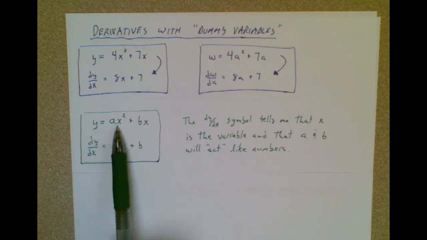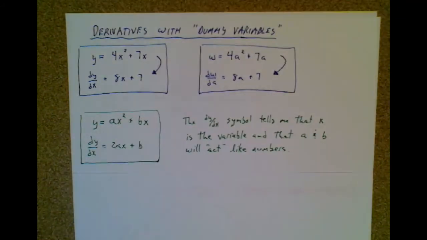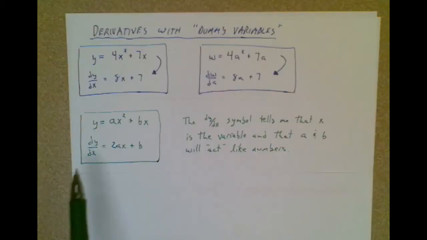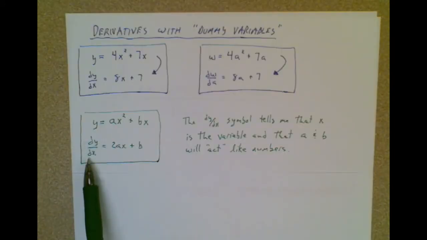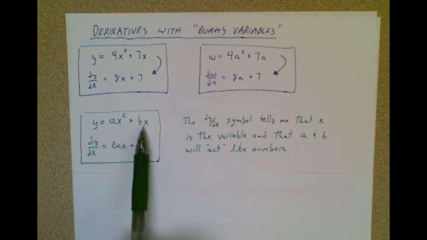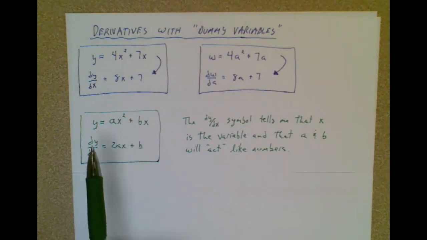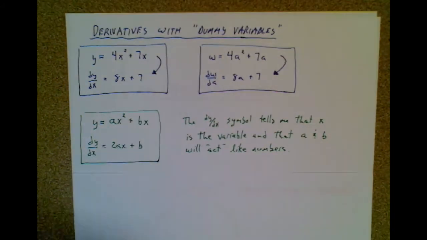Take a look at this. This is y equals ax squared plus bx. Now there's letters everywhere. And the request would be for dy/dx, the derivative of equation y that happens to be using variable x. That tells me that x is a variable, and that tells me that a and b are not variables. If they're not variables, then they're representing a number, and I have to treat them like a number.